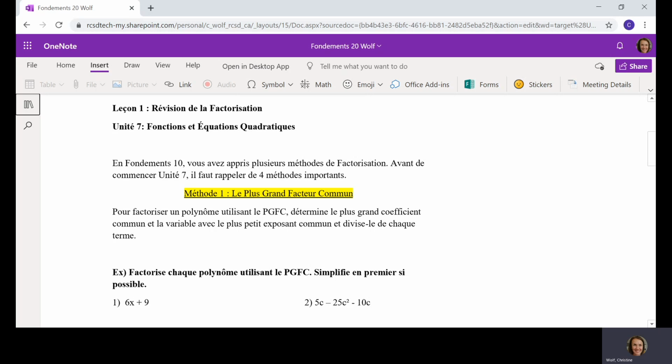And I told you back then it was really important. You're going to have to use it in a lot of your math courses to come.